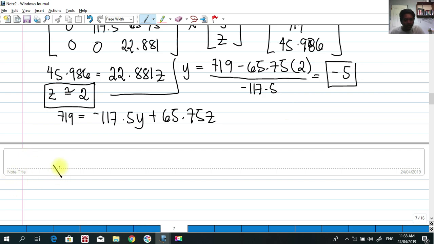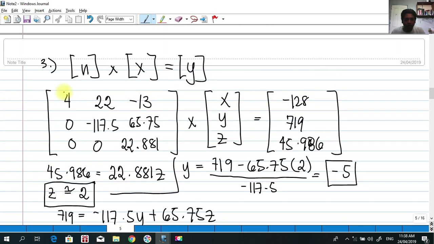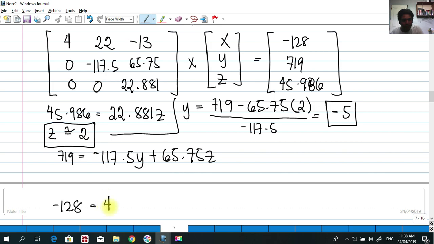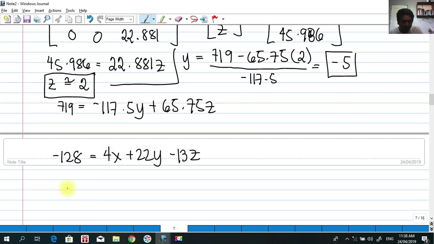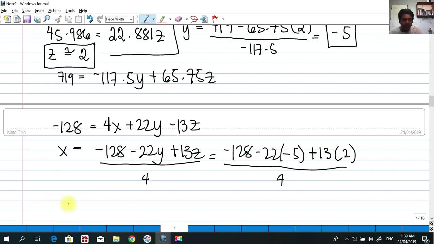And lastly, for our x, this matrix is equal to negative 128 for the value of x. Row 1, column 1. So we have 4 times x plus 22 times y minus 13 times z. We don't know the value of x, so we have to isolate x. So we have negative 128 minus 22y plus 13z, divided by 4. Okay? So we know the values of that. Negative 128 minus 22y, our value of y is negative 5, plus 13, the value of z is approximately 2, and divided by 4. So what shall be our answer for x? We're going to substitute that. Negative 128 minus 22 times negative 5 plus 13 times 2 over 4. That is equivalent to 2.